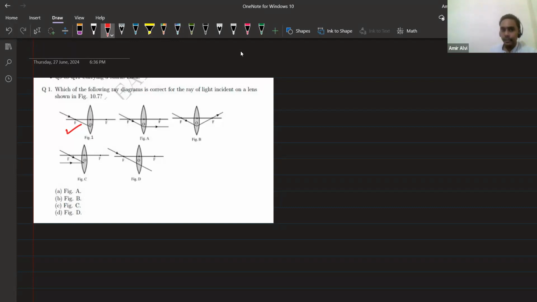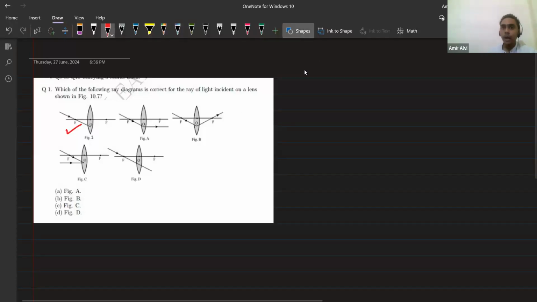Now Harshit said in the doubt that option D can also be correct. Harshit, this was your argument, that option D could be correct as well. Okay, let me tell you. Option D cannot be correct because the light ray is passing through the focus, not the optical center.